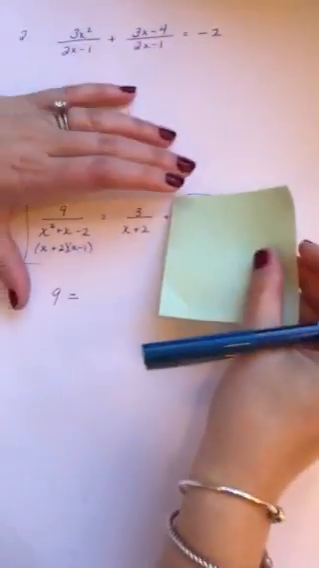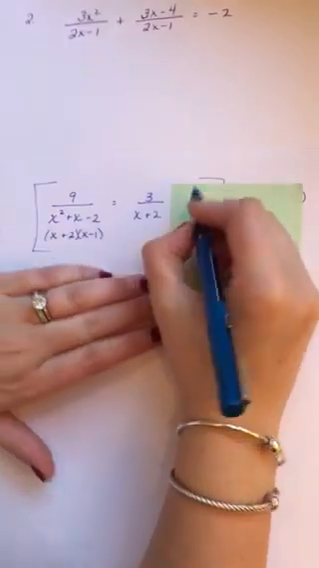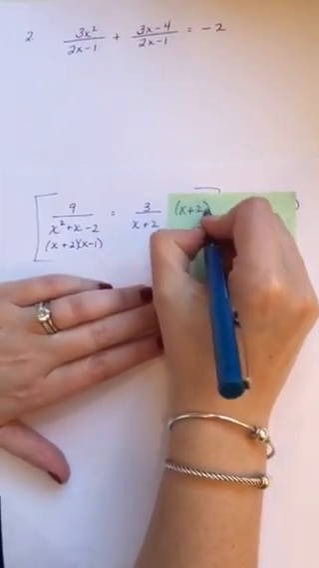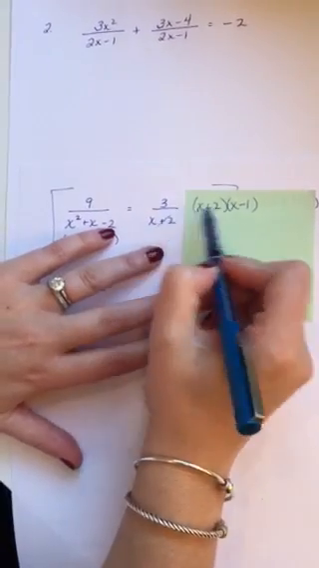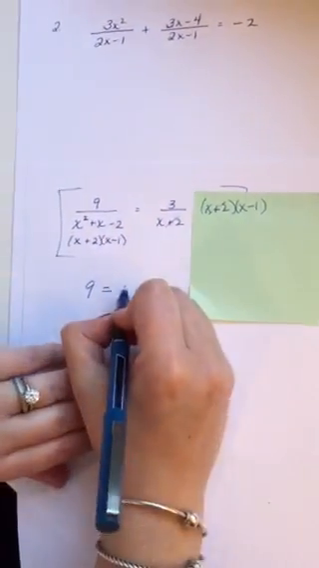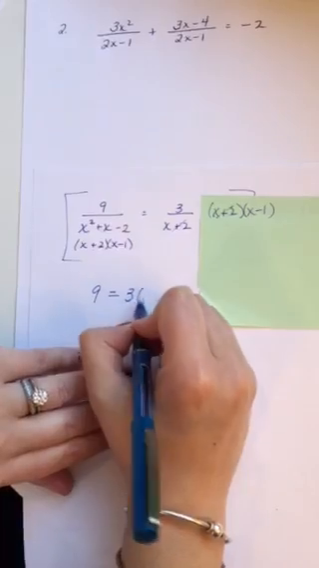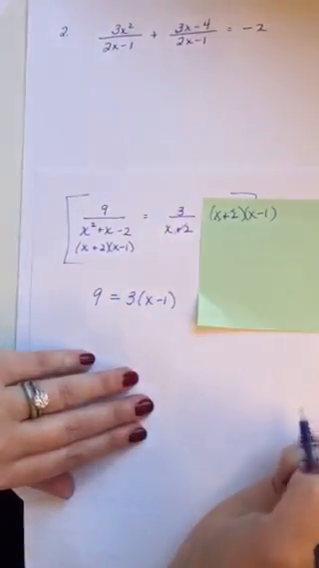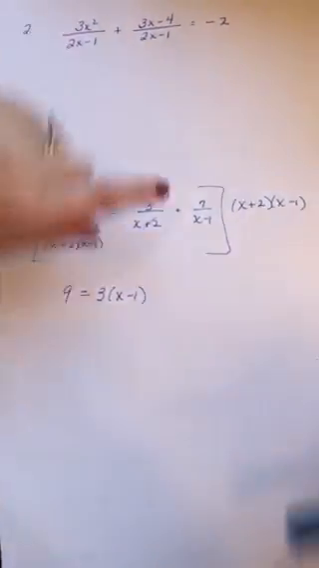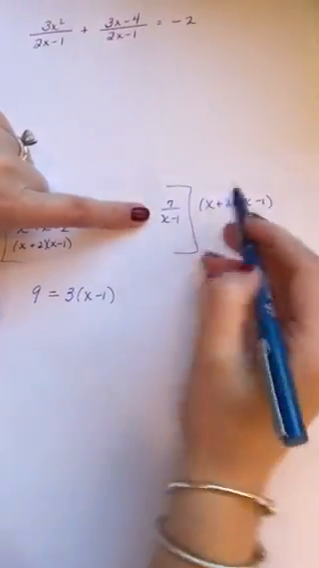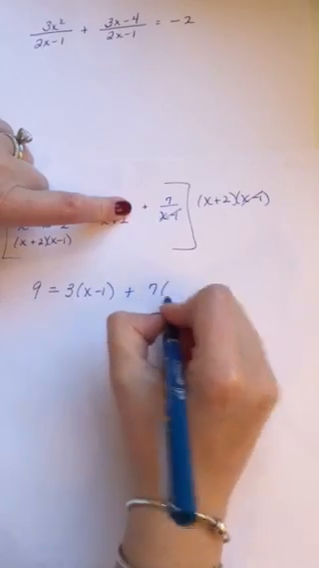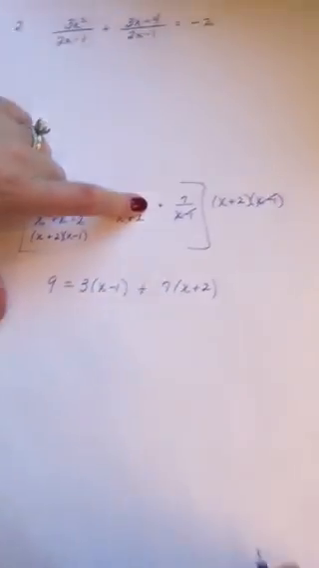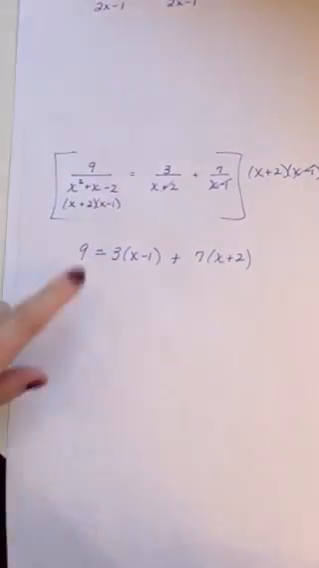When I go to my next fraction, so now I'm multiplying my next fraction by x plus 2 and an x minus 1. If you'll notice, the x plus 2 is going to cancel here, so what I'm left with is a 3 times an x minus 1, okay? And then on the third fraction, when I multiply, the x minus 1 cancels, and I'm left with 7 times x plus 2.